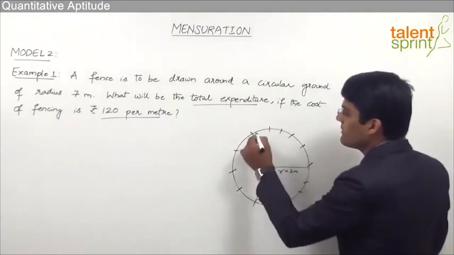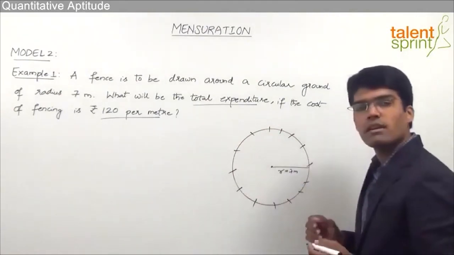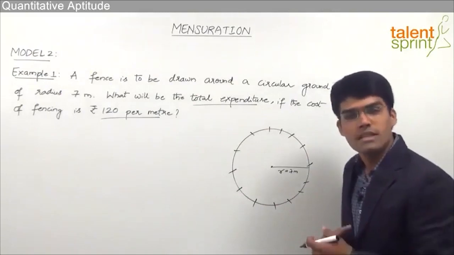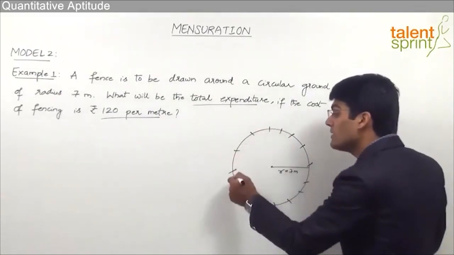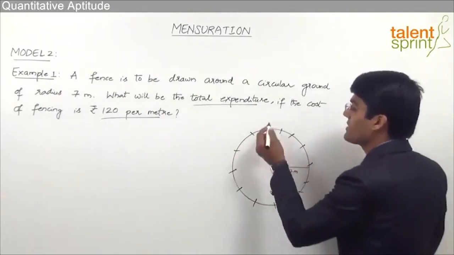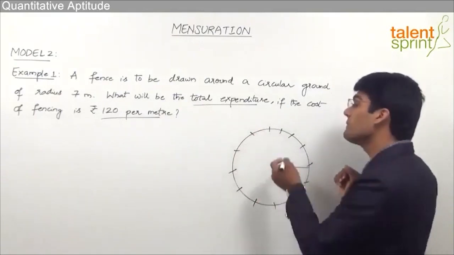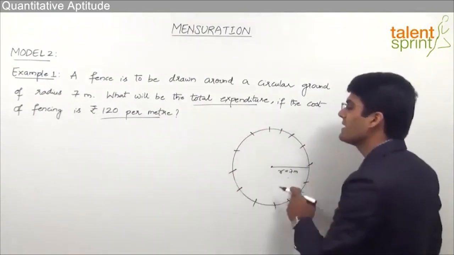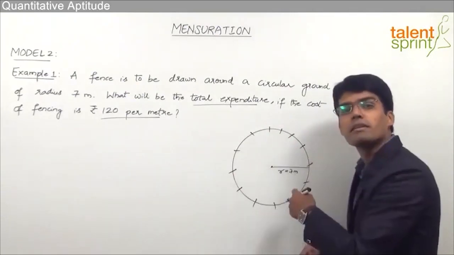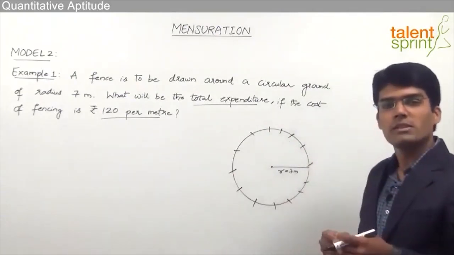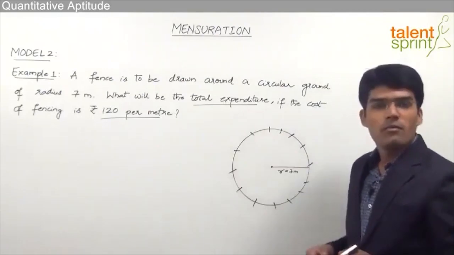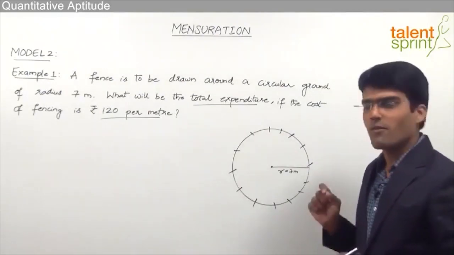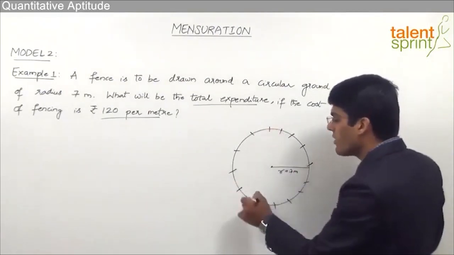Now as you can see, when we put a fence around a circular ground or any two-dimensional shape for that matter, we are actually working on the perimeter. That means here, first of all, to find out the total cost, we need to know the length of the boundary. Why? Because a fence is nothing but the boundary. We are working on the boundary. So until and unless we know the length of the boundary, we cannot go ahead for calculating the total expenditure. So first of all, let us find out the length of the boundary.